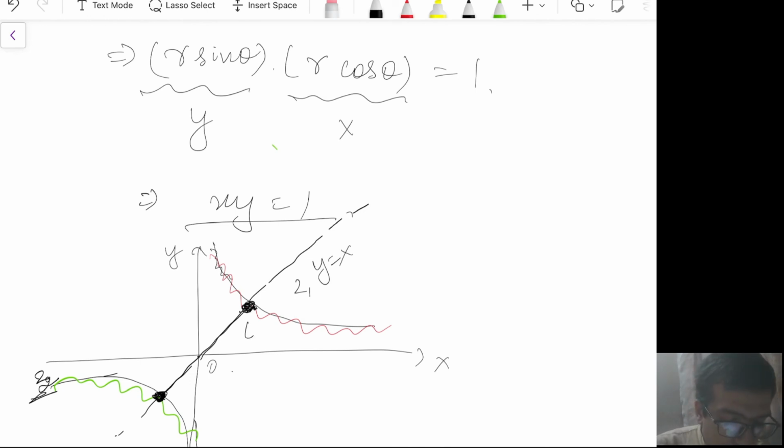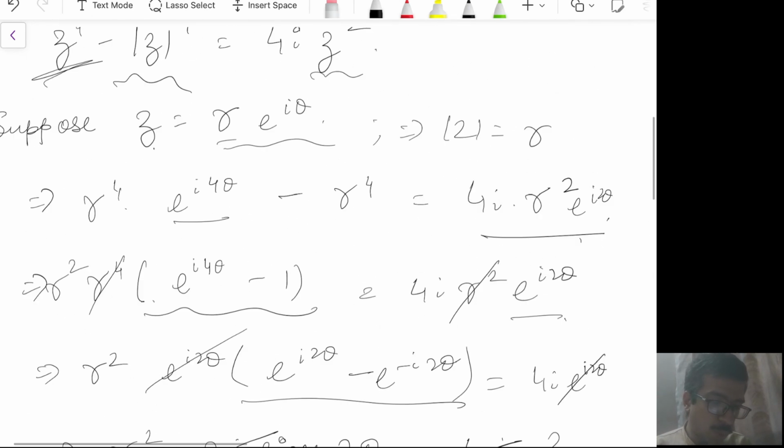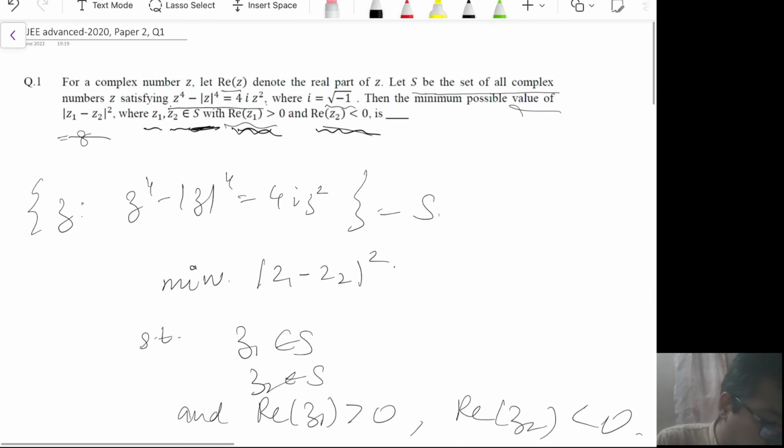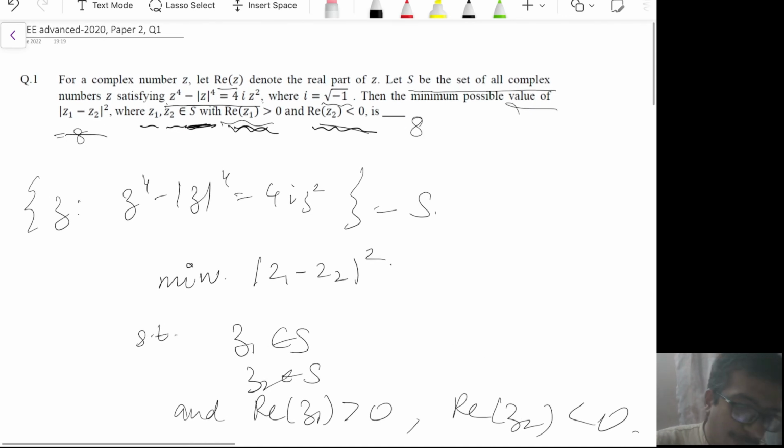For the other points, the distance is definitely going to be larger. And the points which intersect this axis are 1, 1 and minus 1, minus 1. We can compute that the distance between them is going to be twice root 2, right? It will be 2 square plus 2 square under root, which is 2 root 2. And so the square of the distance is going to be 8. This is 2 root 2 square. So the minimum possible value is 8.